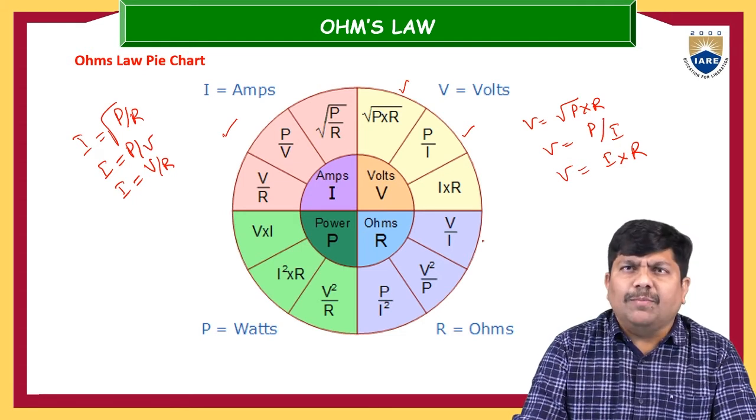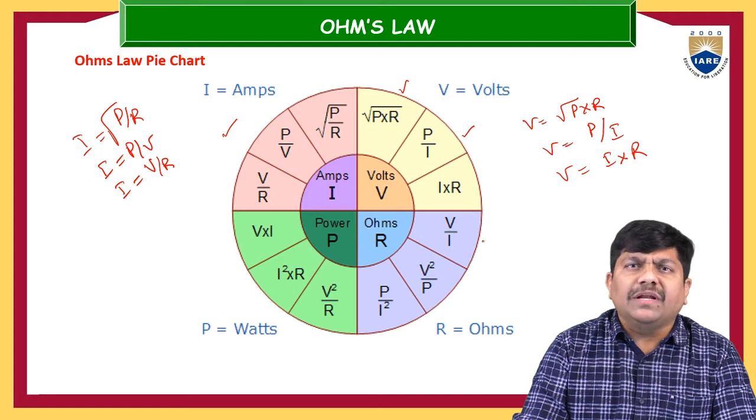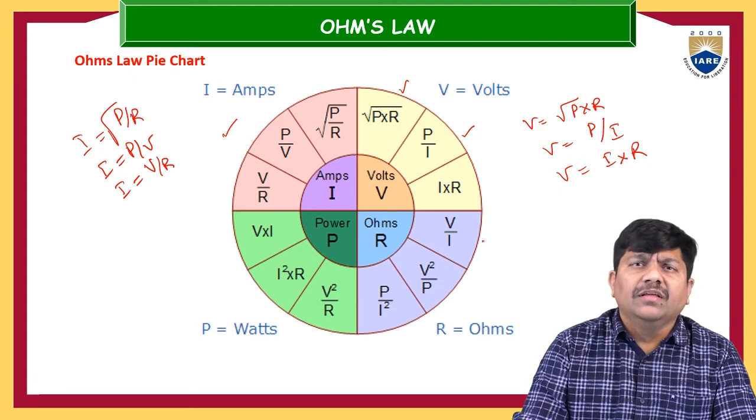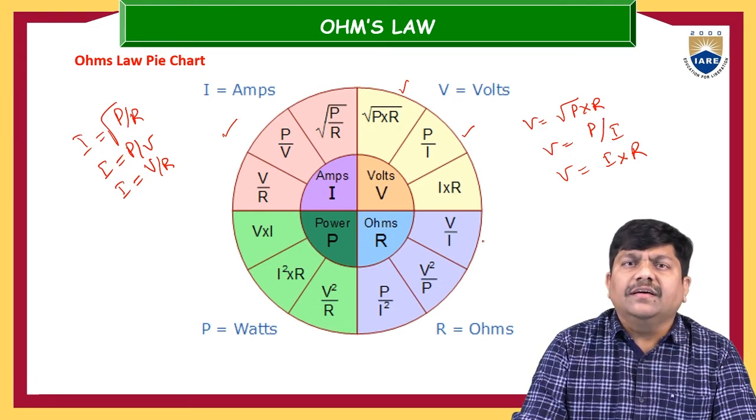Now if you observe this complete pie chart, it gives the relation among four different parameters. One is real power, and you can compute the real power, voltage, current and the resistance.